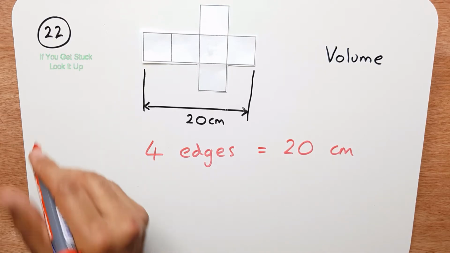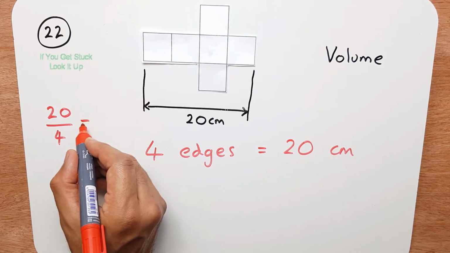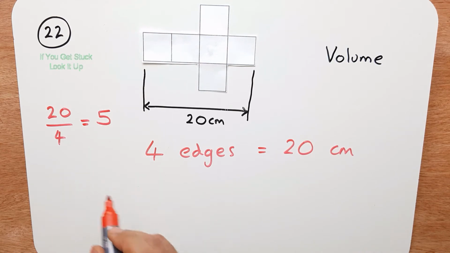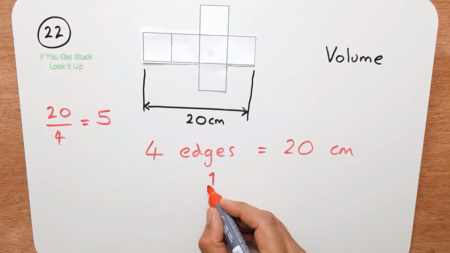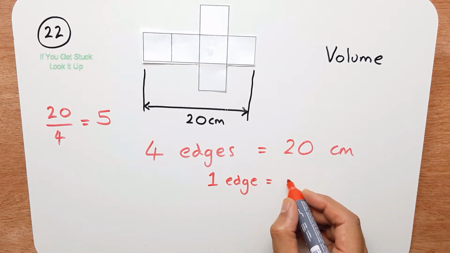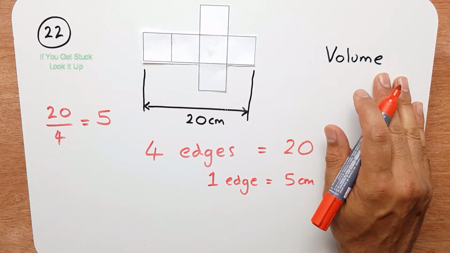So how did I do that? I did 20 divided by 4. How many 4s are there in 20? There's 5. So now one edge equals 5 centimeters.